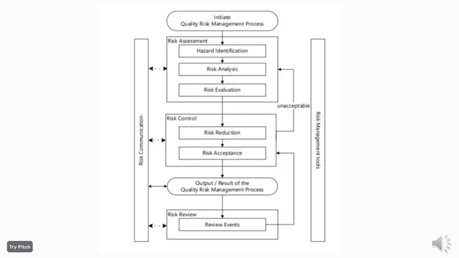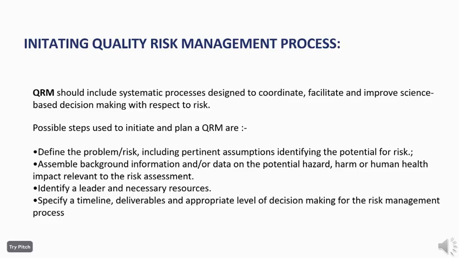This flowchart explains the overall process involved in quality risk management. It has three components: risk assessment, risk control, and risk review. Initiating the quality risk management process: QRM should include a systematic process designed to coordinate, facilitate, and improve science-based decision making with respect to risk.